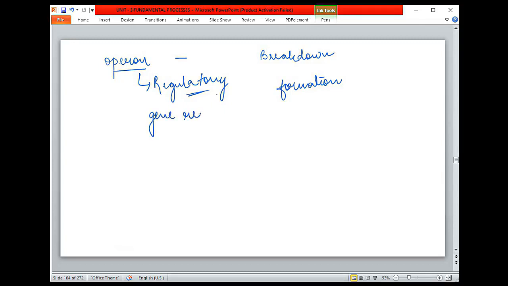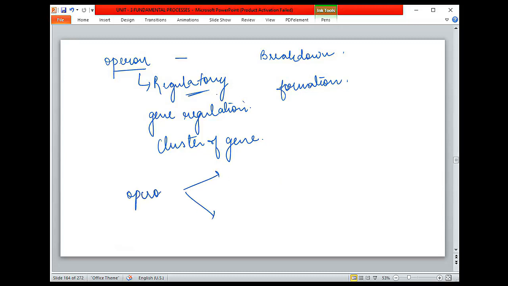It is actually regulating specific genes, right? And in the operon you'll see that there is a complete cluster of genes organized in a very sequential manner, which is helping in the breakdown or the formation. Breakdown and formation have two very technical terms. First, the operon can be inducible, or it can be repressible. Okay, inducible and repressible.